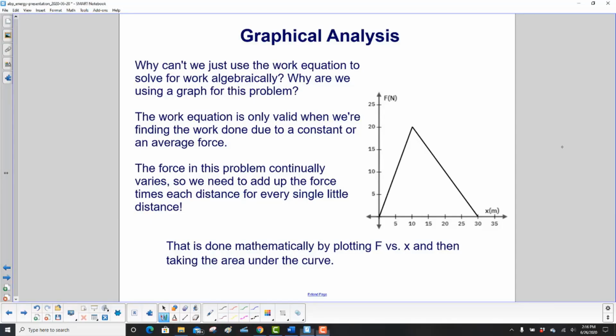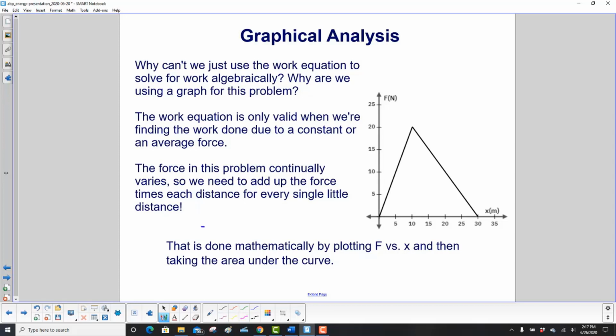Okay, before we start answering that, let's have another question. Why can't we just use the work equation to solve for work algebraically, which is work is F times displacement? Why are we using a graph for the problem? Well, the work equation is only valid when we're finding the work done by a constant or an average force. The force in this problem continually varies, so we need to add up the force times each distance for every single little distance. Now, we're not going to do that.